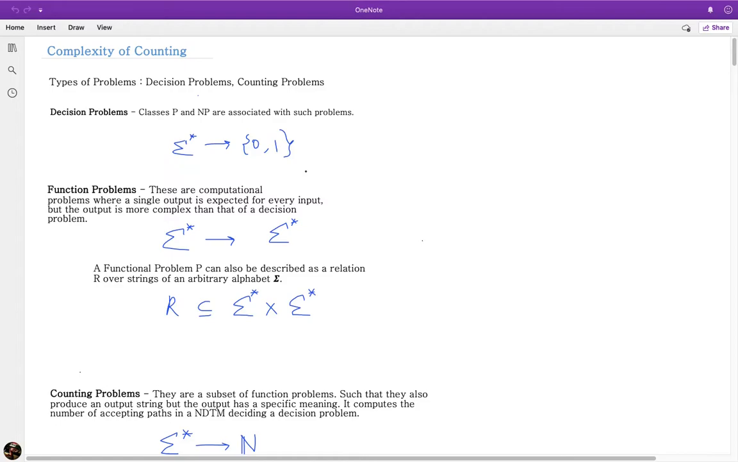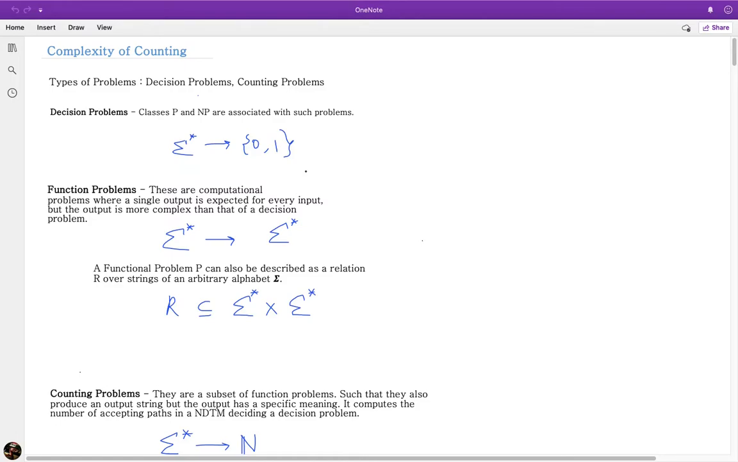So, what we are concerned with here is how we define complexity classes for problems which involve counting, and after we define such complexity classes, we will see how they relate to the complexity classes that we have already discussed in the course earlier, and how they are different. We are going to see that.